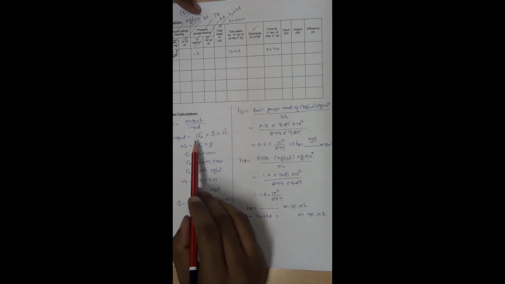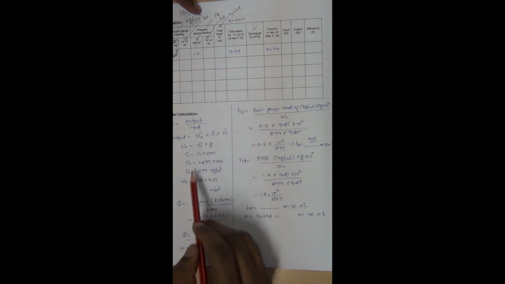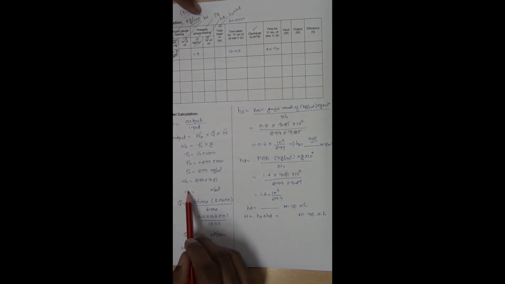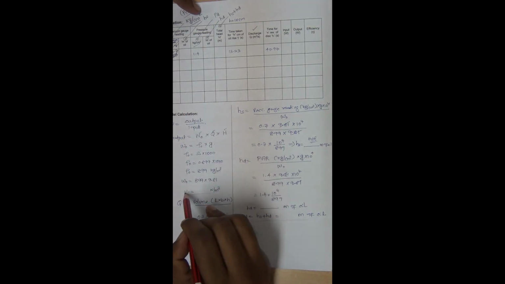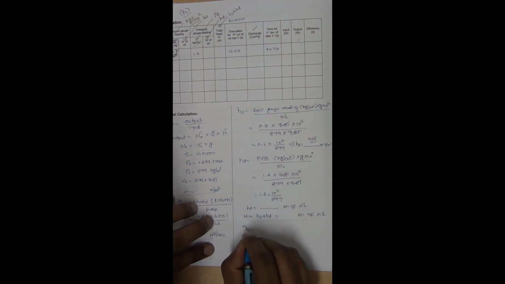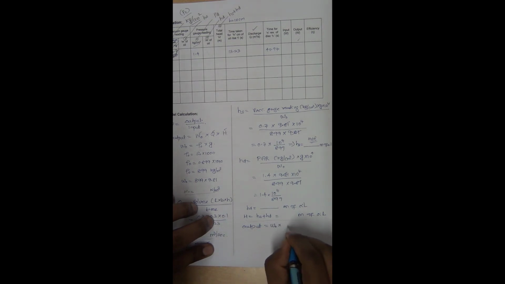We have calculated discharge here, and we have calculated the output also, because output power equal to WO into Q into H. WO we have here, Q is here, H is here. So once we multiply WO into Q into H, we will get output power. So I'll write it here: output power equal to WO into Q into H, answer in terms of watt.